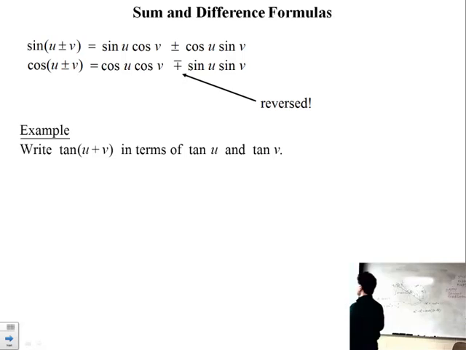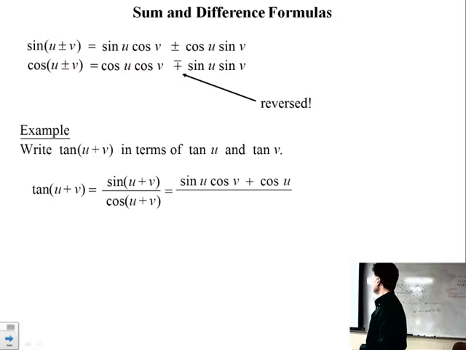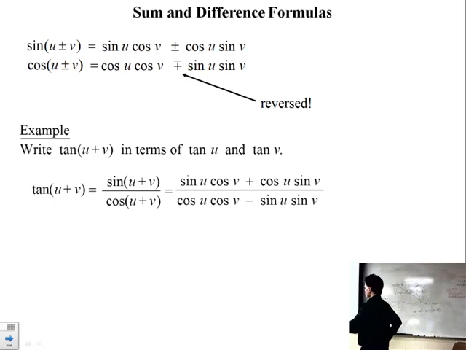So tangent of u plus v, and can we write it in terms of just tan u and tan v? It turns out we can do this. So we use our basic identities. So tan of u plus v is sine over cosine. Now I go up here and I plug these things in. And on the top, I get that thing with a plus, and on the bottom, I get that thing with a minus.